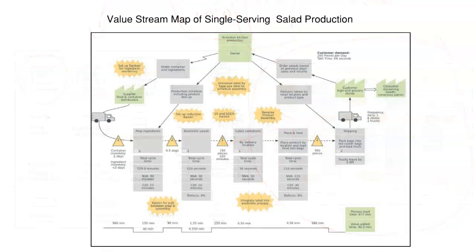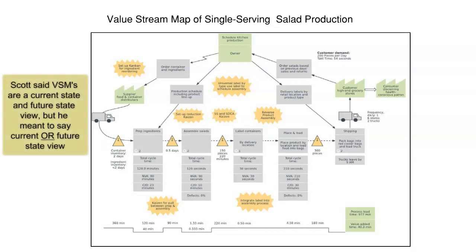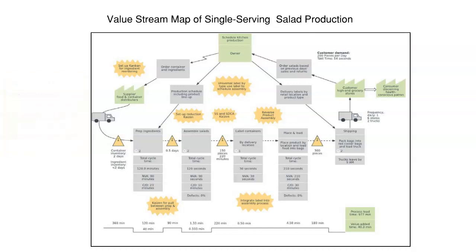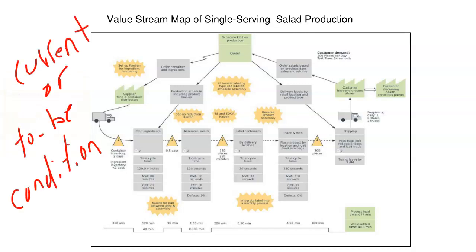All right, now I'm pulling an image that comes from the Business Process Improvement Workbook. This is a completed value stream map of the single serving salad production that occurs at a particular food processing facility. The first thing that I wanted to share with you when you're looking at a value stream map is that most value stream maps are a current state and future state view of the process, or current condition and to be condition. In this example, we're taking a look at the current condition.